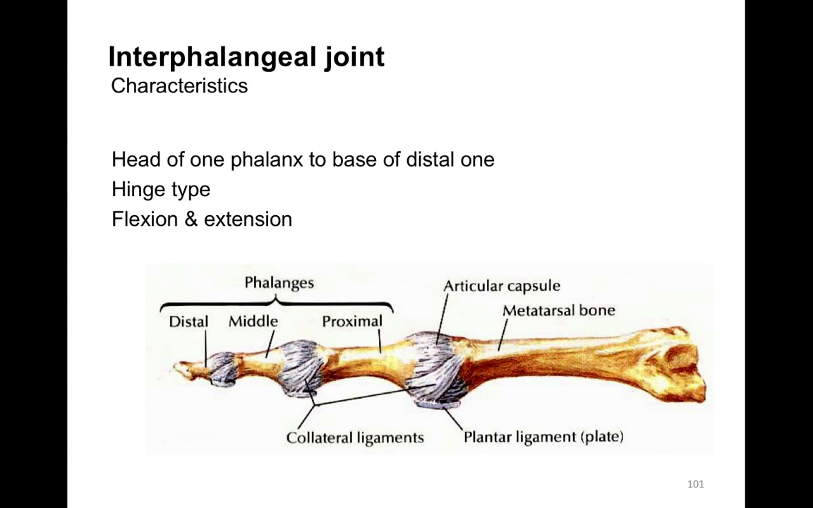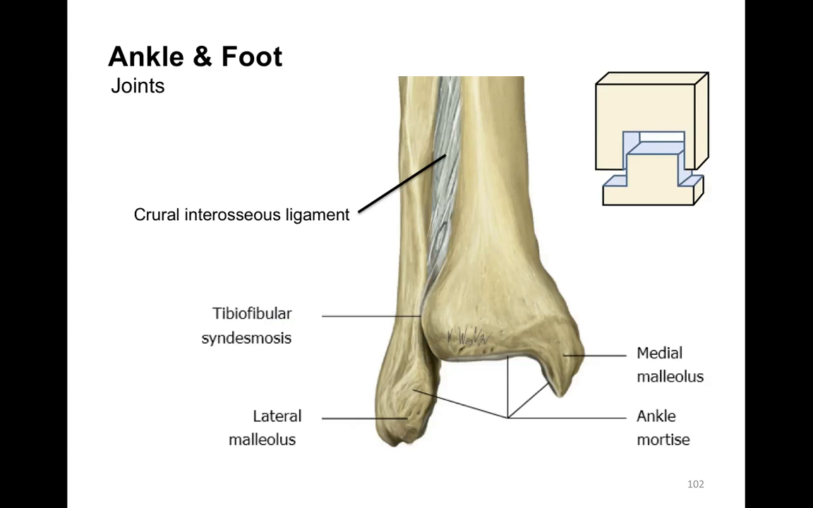Looking closer at the interphalangeal joints, we'll find that they consist of the head of one phalanx articulating to the base of the distal phalanx. So these joints are of a hinge type, and they are responsible for the flexion and extension of the toes.